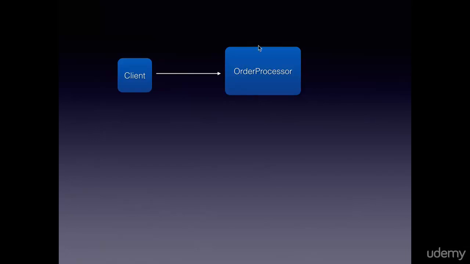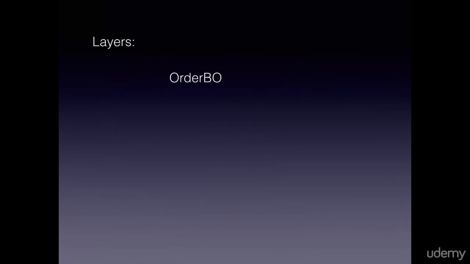The order processor application will allow a client to place an order, to cancel an order, and then to delete an order. We'll be developing a mini e-commerce application with two important layers or classes, starting with the order BO and the order DAO. The order DAO, data access object, is responsible for all the database access, and the BO object provides the business logic.